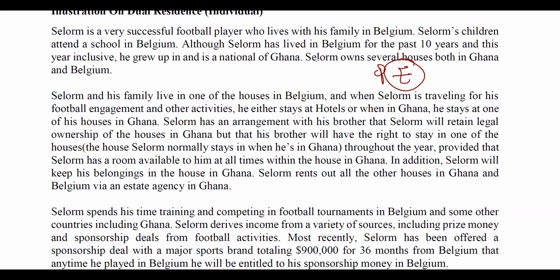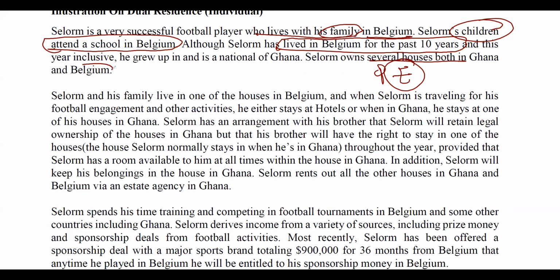Yes. What are the clues? Lives with his family in Belgium, right? That's one. Selom's children attend school in Belgium. He has lived in Belgium for the past 10 years. He owns several houses, also in Belgium. Right?